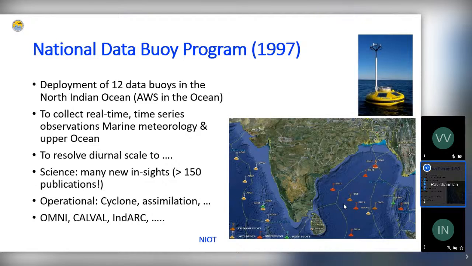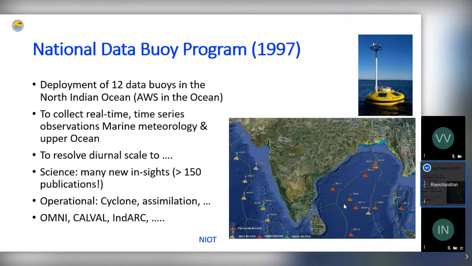I remember as soon as we deployed this first set of buoys at the end of 1997 and in 1998, for the first time we received the Gujarat cyclone. There we were able to see how the pressure dropped, how the wind speed increased, and right across the buoy this cyclone moved, and we were able to see how much the temperature dropped and other things. Much more information has been brought out by this mooring. Many new insights have come, both in diurnal as well as intraseasonal time scales. A lot of publications have come from this.